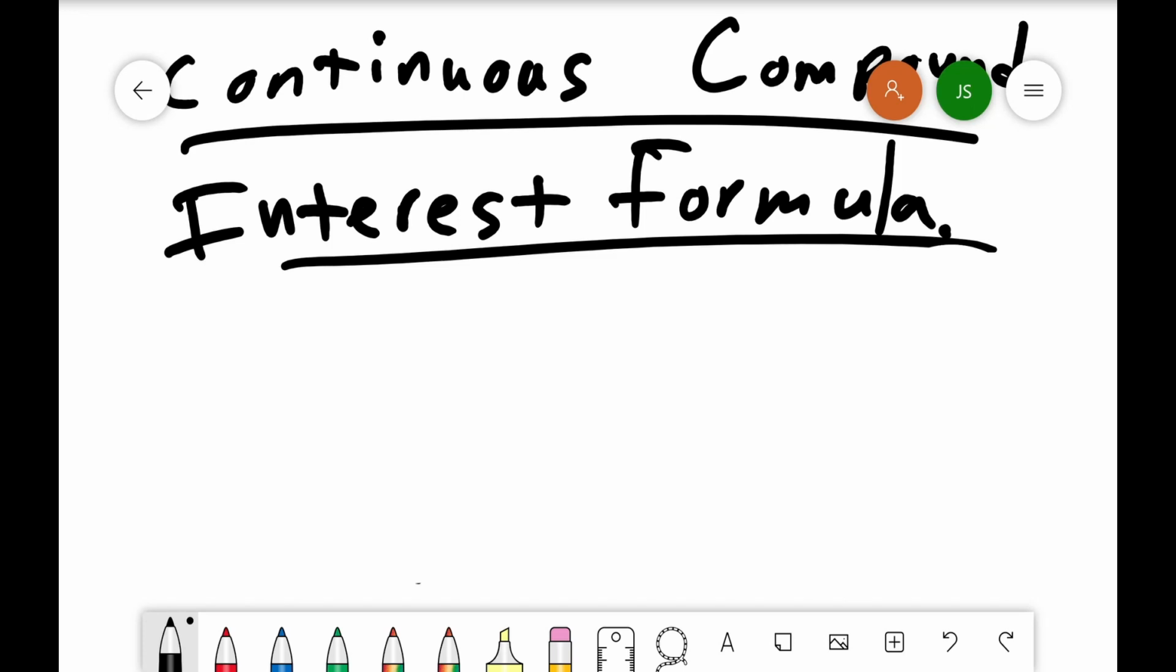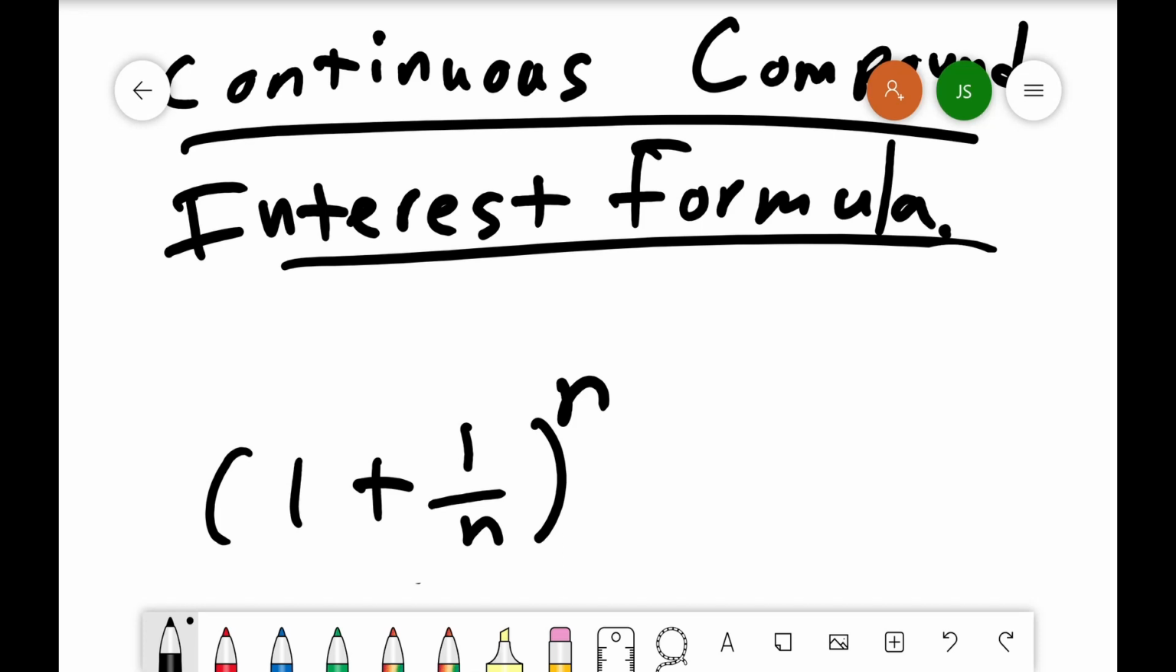Consider this thing here. So let's just start at 1 plus, pretend the interest rate is 100%, which would be just 1 in this case, divided by n to the n here. And forget about the time. Let's assume the time is also just 1. So if it was 1, I wouldn't have to write n times 1 here.